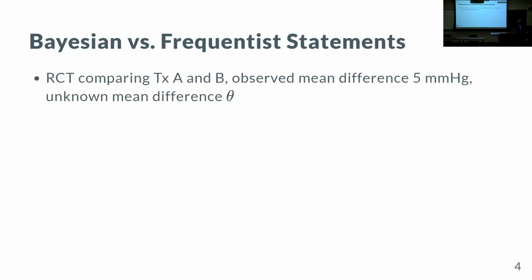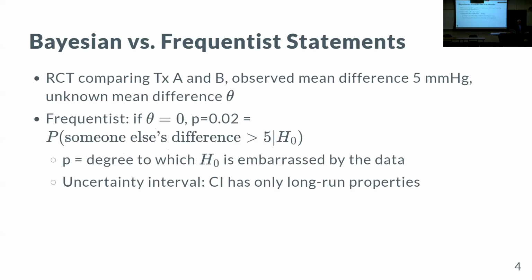So how do you state results? So we've got a randomized clinical trial comparing two treatments. It's a parallel group randomized trial. The observed mean difference in blood pressure is 5 millimeters of mercury. The unknown mean difference is theta. So the p-value, we usually test against the null hypothesis. Why that's true, it's kind of hard to understand.